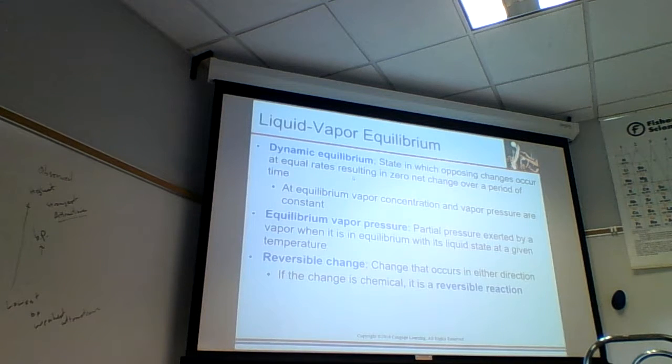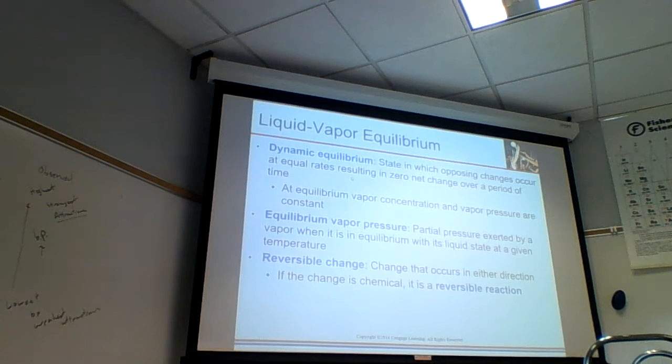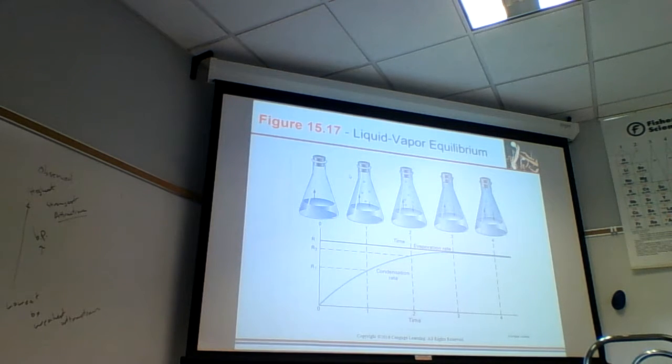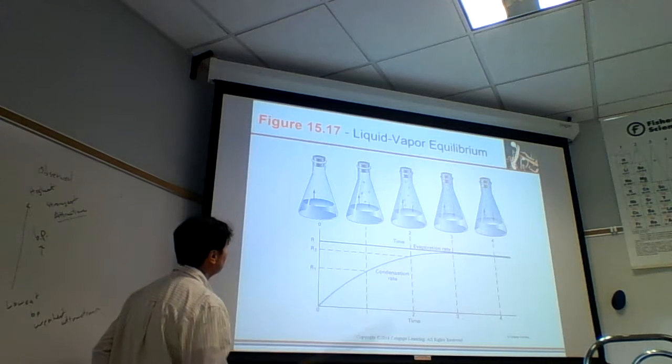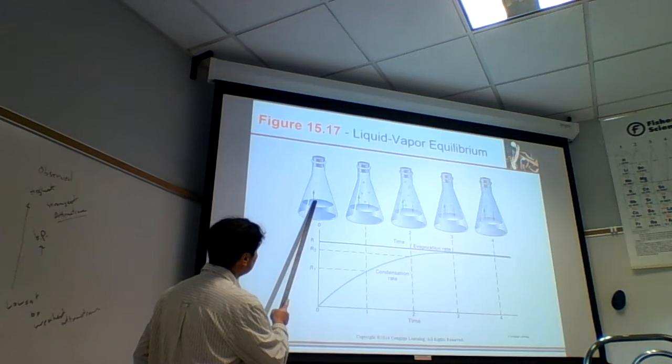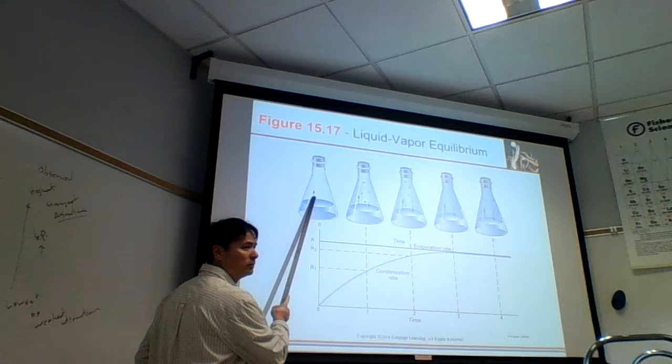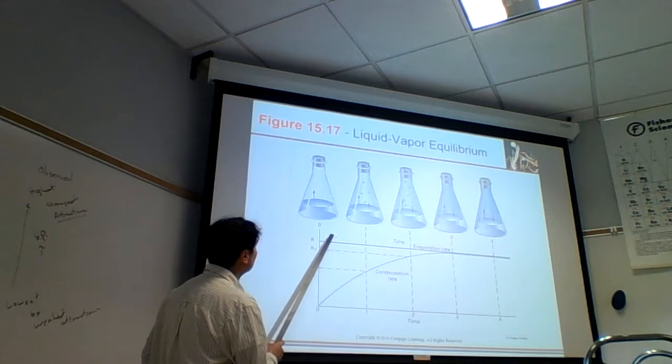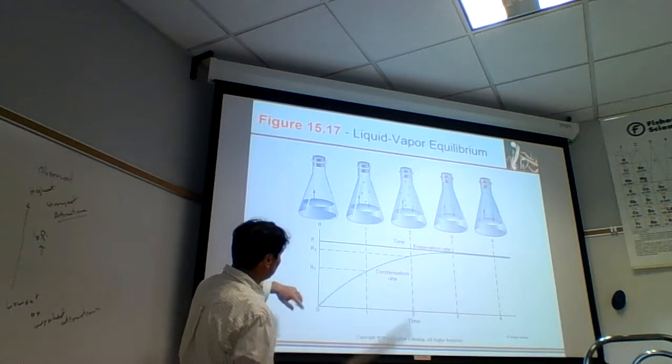So let's take a look at the liquid-vapor equilibrium. We call this a dynamic equilibrium. And what happens here in this dynamic equilibrium? Dynamic means change, equilibrium means no change. So I talked about this before. Did I talk about this before? No? All right. You see this chart? We've seen this before, yeah.